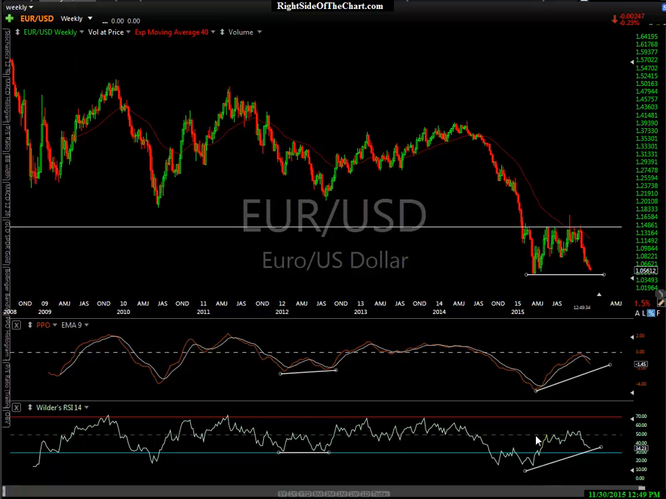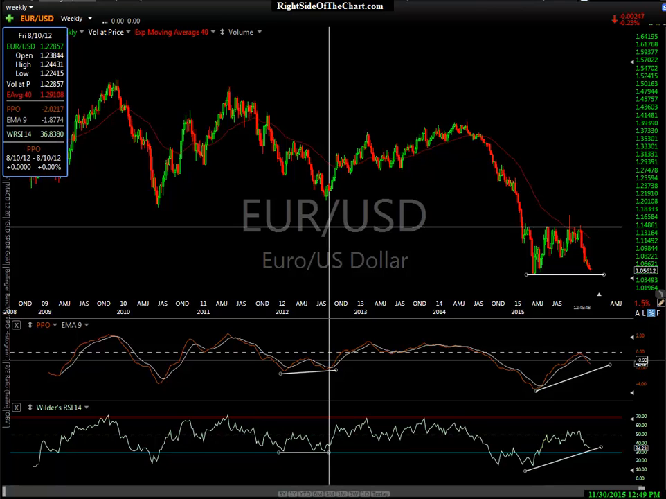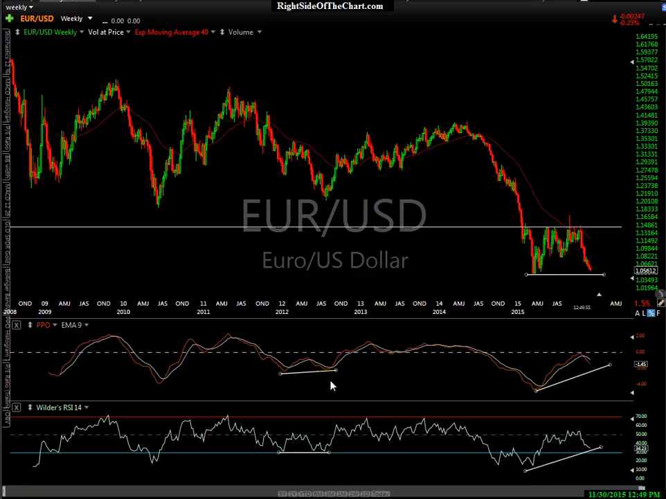Now, the weekly chart, when you get bullish divergences on a weekly chart, they're rare, but when you get them, they're usually a precursor to a lasting trend reversal. So the last time we had bullish divergences in place on the euro US dollar was at this point back here in mid to late 2012. You can see the PPO, which I like to use on a weekly time frame, made a higher low against prices making a lower low. I'll draw it out here for you. And from there, you can see what happened.